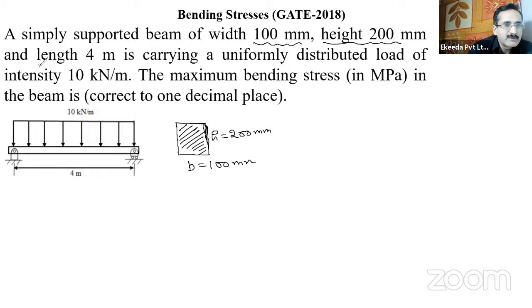The length is given to us, that is 4 meters. It is carrying a uniformly distributed load. UDL is there, you can see here. This is a UDL of 10 kilonewton per meter.